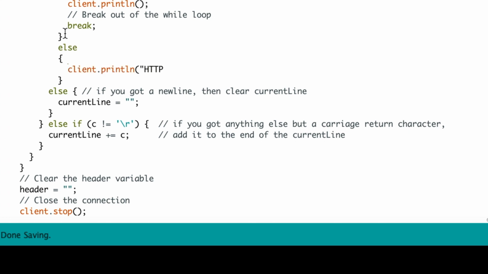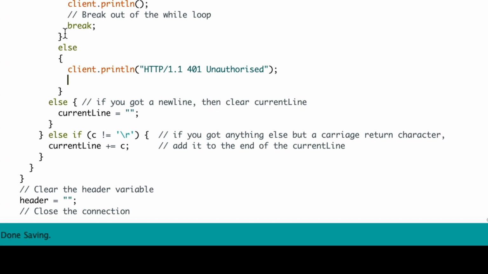So I'm just going to start with HTTP 1.1 401 unauthorized, and then client print line. I'll just copy and paste just for convenience. So client print line WWW-Authenticate: Basic realm="/secure". And what this does is it tells the client which encoding scheme the server prefers.